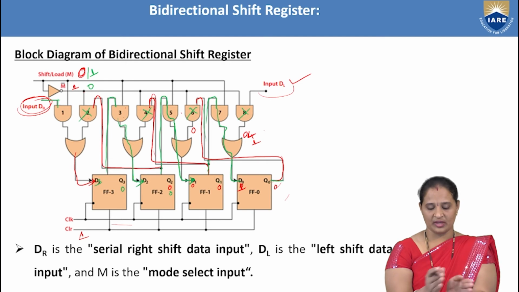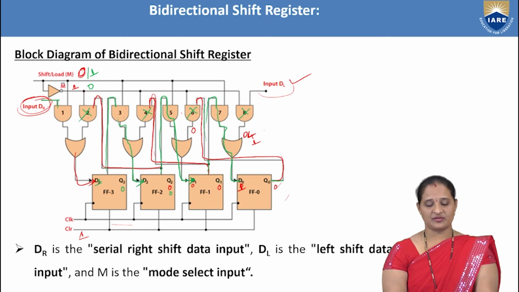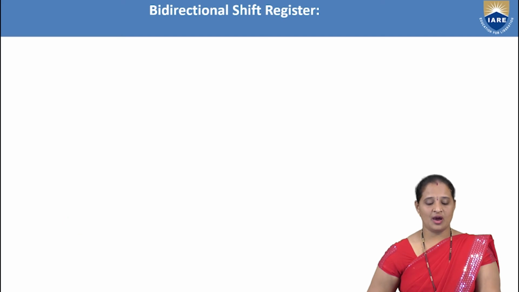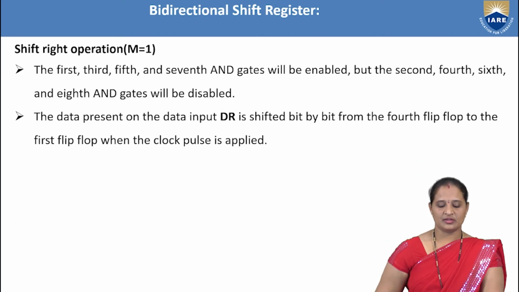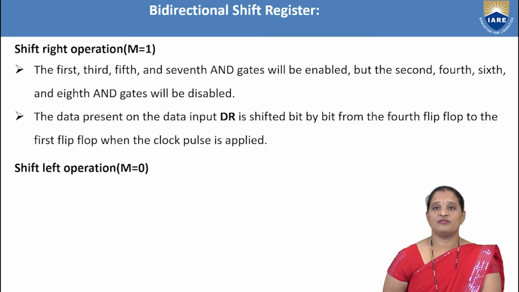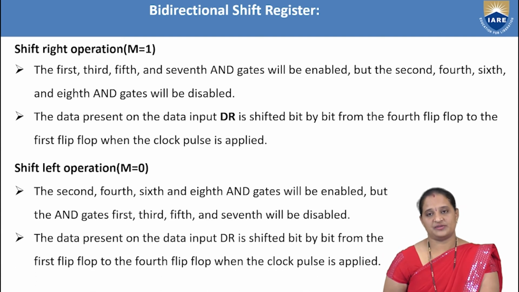How is the data moving? To the right side. So we can see that it performs the right shift operation when the shift or load control input is 1, and it performs the left shift operation when the shift or load input is equal to 0. So this is how it performs the shift operation. So when M is equal to 1, it performs the right shift operation. When M is equal to 0, it performs the left shift operation.